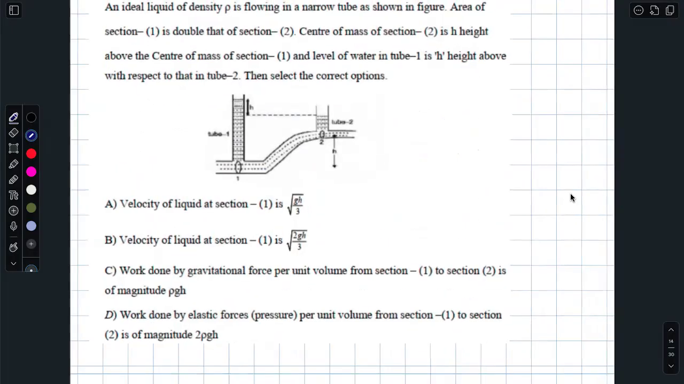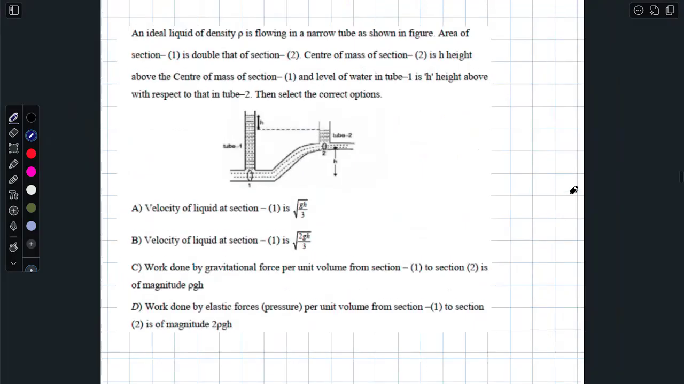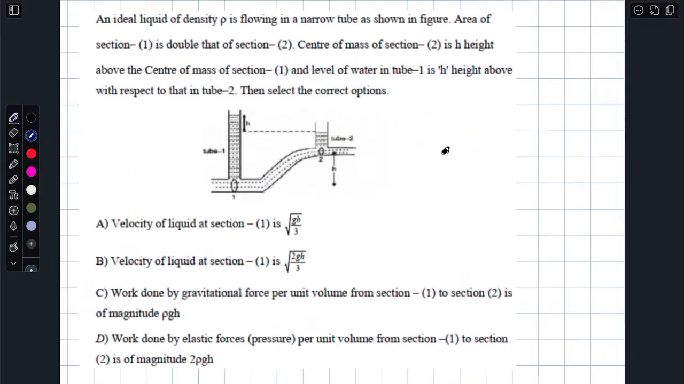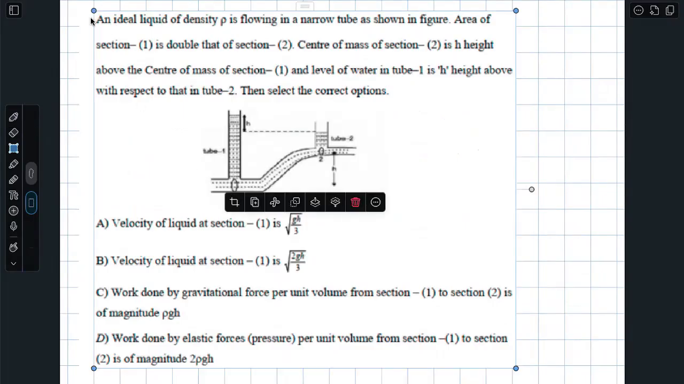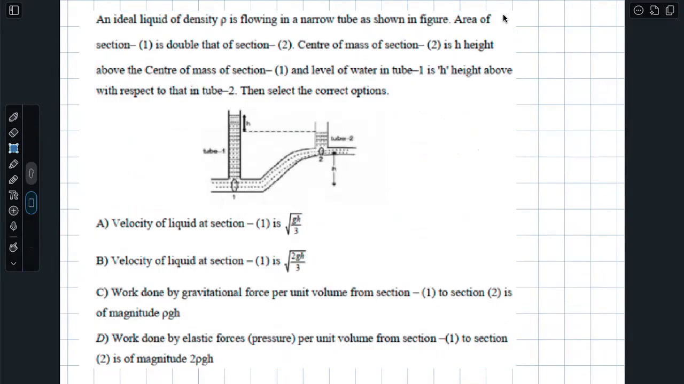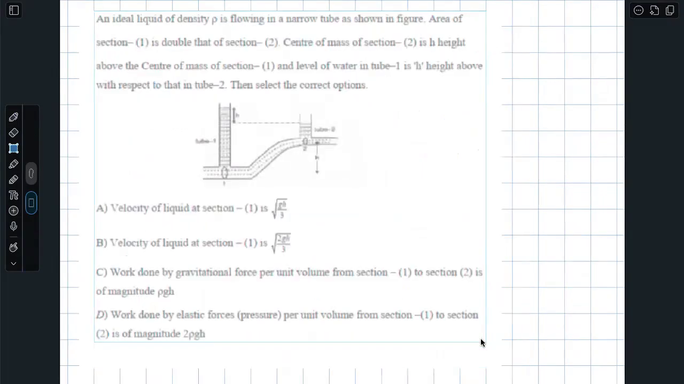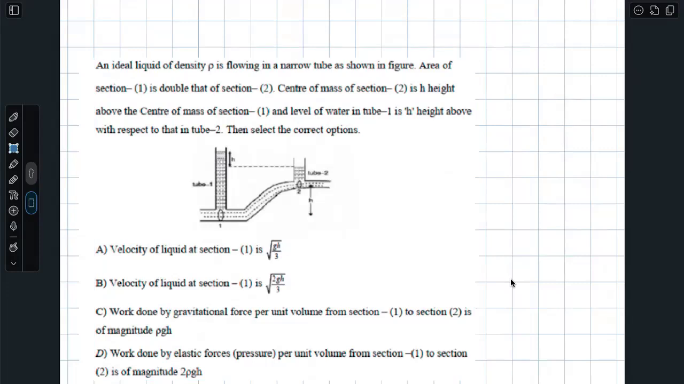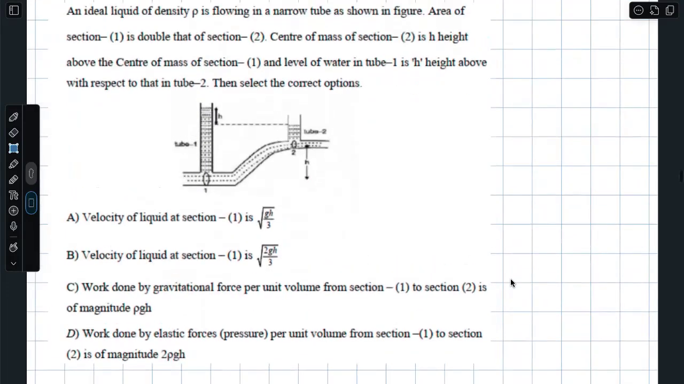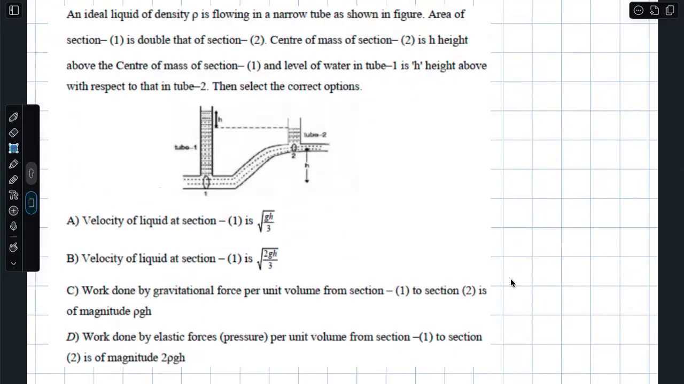This is a very good question actually. This is from the application of Bernoulli's equation. Try. Everyone try this question. Make it fast, please.